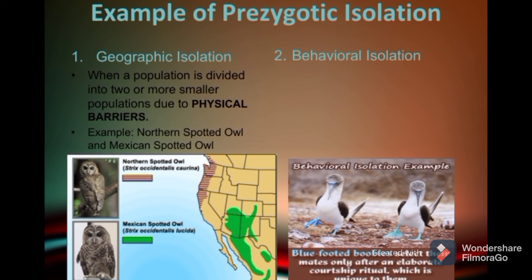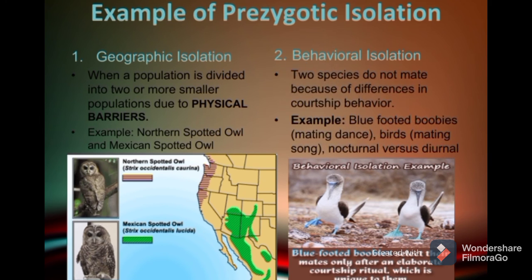Then second, we have behavioral isolation. Two species do not mate because of differences in courtship behavior. Behavioral isolation is a type of prezygotic barrier that prevents interbreeding because, between closely related species, there is no mate recognition between females and males of the different species. For example, we have the blue-footed boobies' mating dance, birds' mating song, nocturnal versus diurnal. Blue-footed boobies select their mates only after an elaborate courtship ritual, which is unique to them.